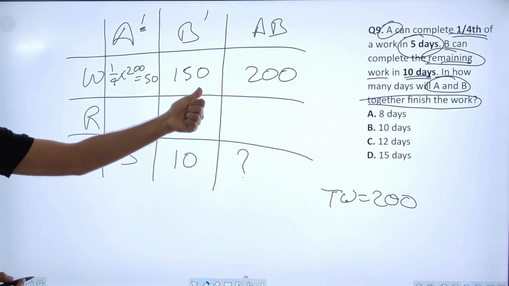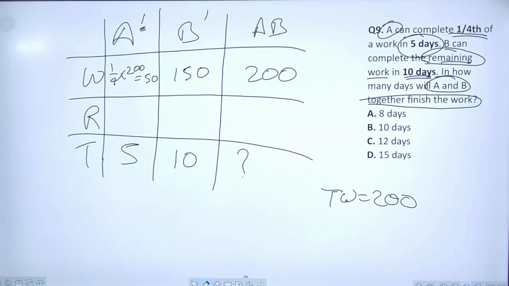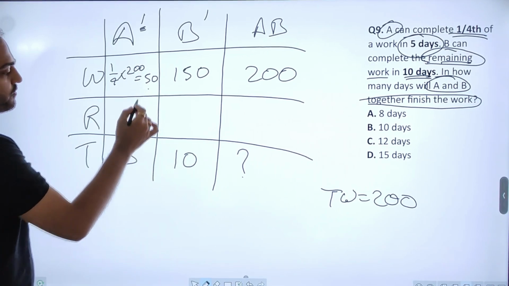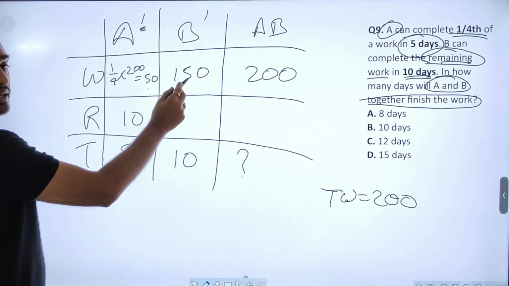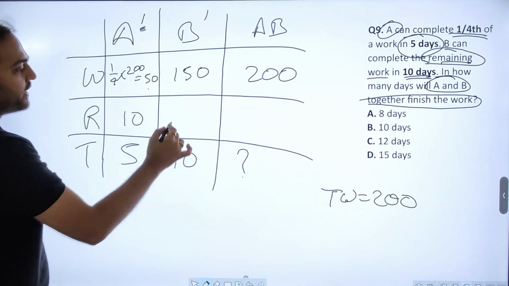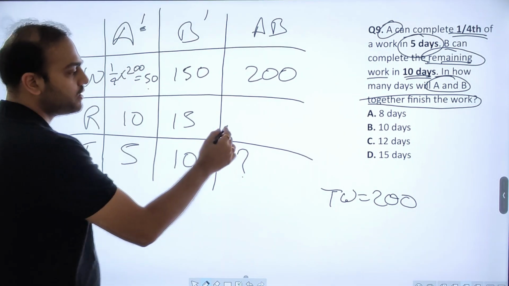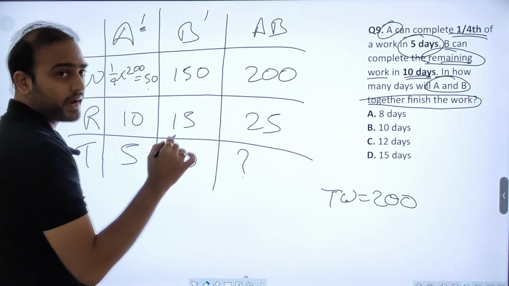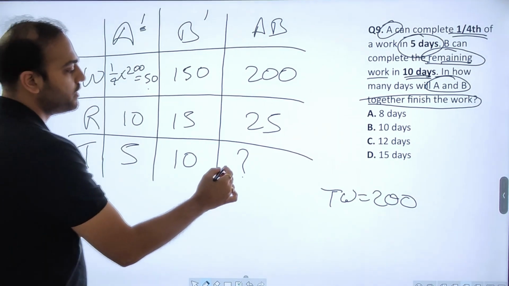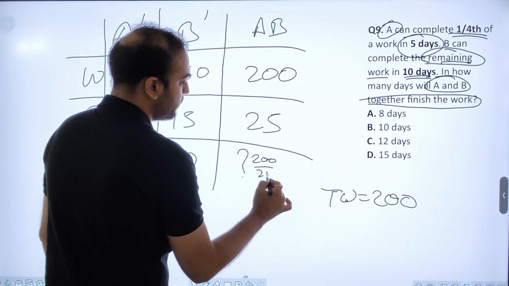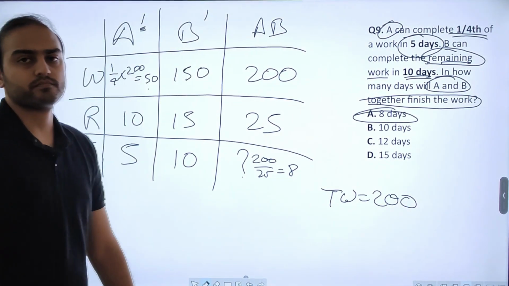Now that we have our work, step 3, find rate in each scenario. Rate of A, 50 chocolates in 5 days, 10 chocolates per day. Rate of B, 150 chocolates in 10 days, 15 chocolates a day. If they work together, the rate adds up, 25 chocolates a day. Time taken, 200 by 25, that's 8 days.